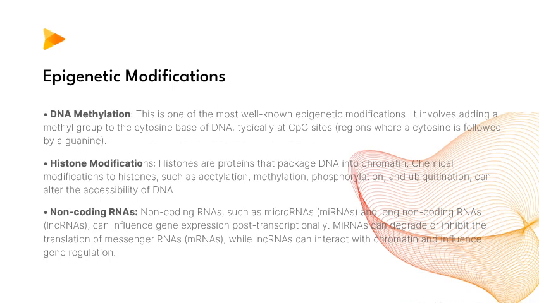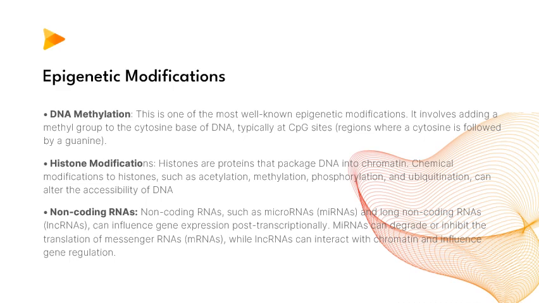So let's talk about our epigenetic modifications. So let's start with DNA methylation. This is one of the most well-known epigenetic modifications. It involves adding a methyl group to a cytosine base of DNA, typically at the CpG sites, regions where a cytosine is followed by a guanine. DNA methylation often leads to gene silencing and is associated with stable, long-term gene expression patterns.